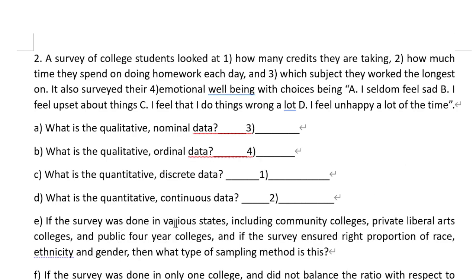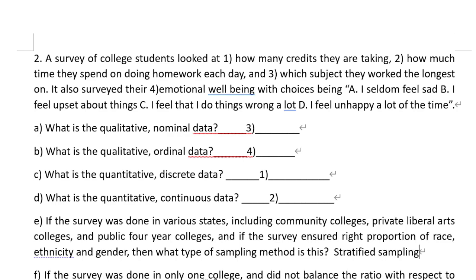If the survey was done in various states, including community colleges, private liberal arts colleges, and public four-year colleges, and you want to find the right proportion of race, ethnicity, gender, and all that, what type of sampling method is this? This is called the stratified sampling method.